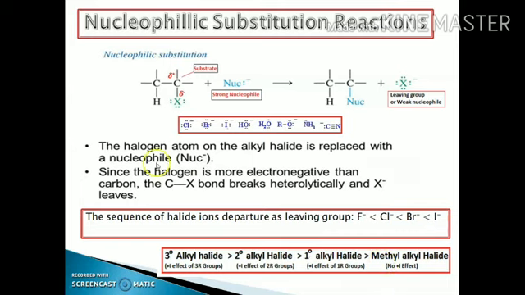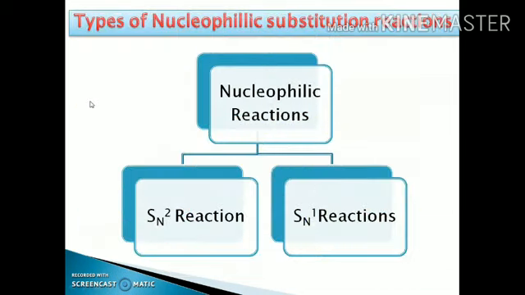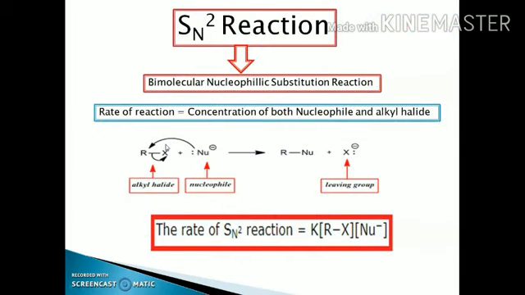On the basis of the mechanism of the reactions, the nucleophilic substitution reactions are classified as SN2 reactions and SN1 reactions. Let us discuss these reaction mechanisms one by one. The SN2 reactions are known as bimolecular nucleophilic substitution reactions. In these reactions, the rate of the reaction, meaning the speed of the reaction, depends on the concentration of both the nucleophile and the alkyl halide.